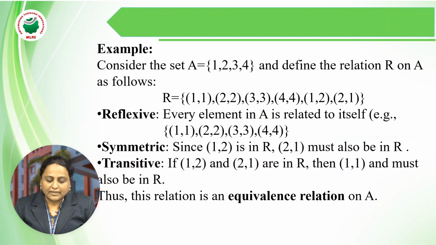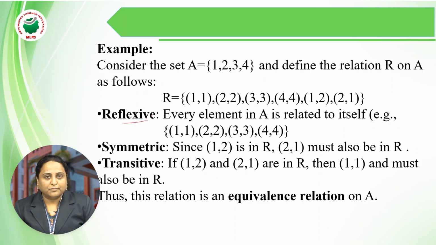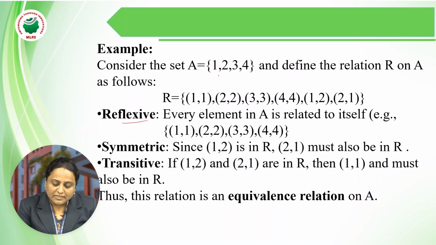So let us consider an example on a set of numbers. Let us consider set A having 4 elements 1, 2, 3, 4 and we are defining a relation on this set as follows, where R equals (1,1), (2,2), (3,3), (4,4) and you are having (1,2), (2,1). Now we will verify whether it is an equivalence relation or not. To verify that, first you have to verify the reflexive property. So check how many elements are there here.